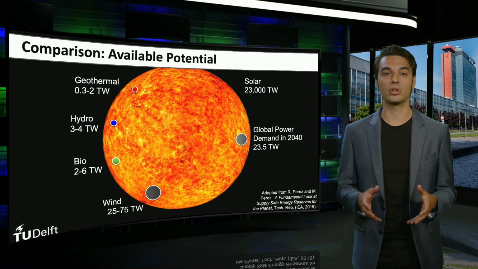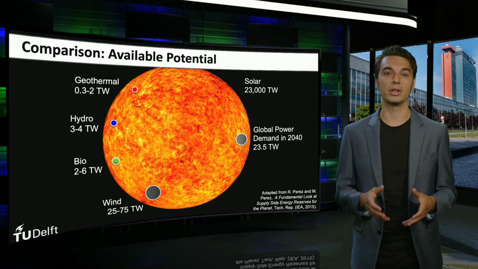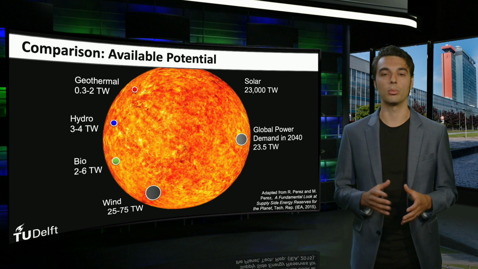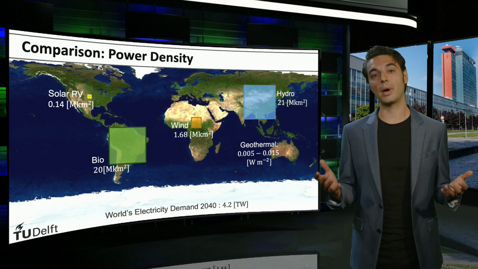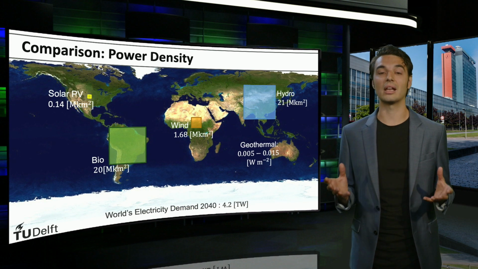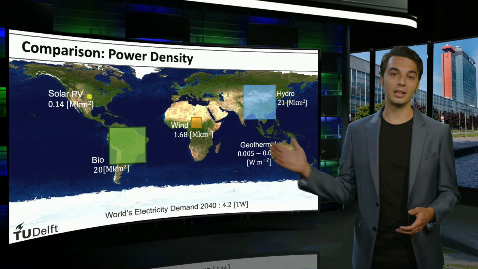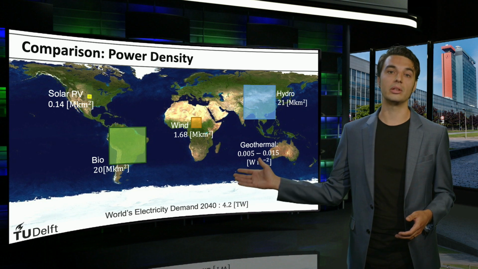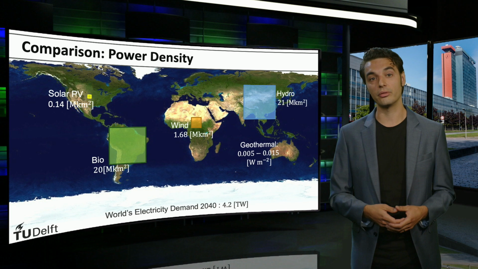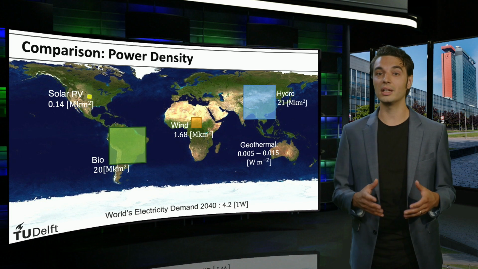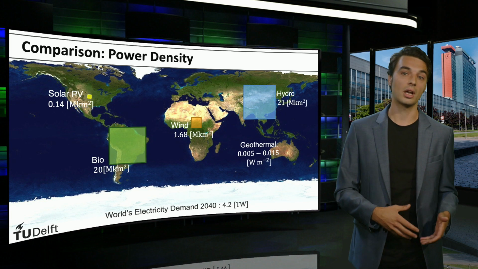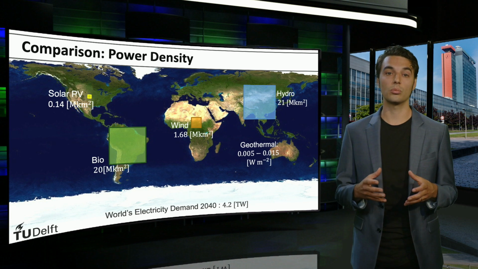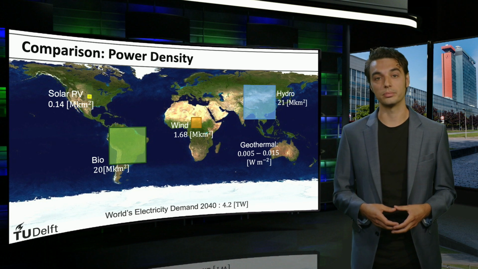The primary potential of geothermal is also only enough to cover a small fraction of the global power demand. Another way to look at the technologies is by comparing the power density that each can generate. In this visual, the area required to meet the global electricity demand in 2040 is indicated, taking into account the available power density, the system efficiencies, capacity factors, and water catchment area in the case of hydro.